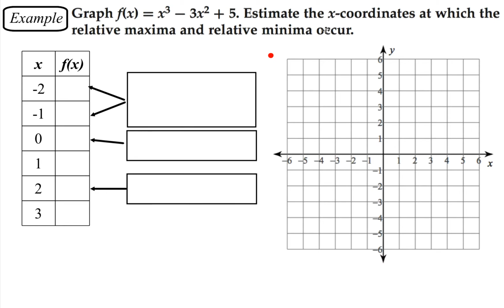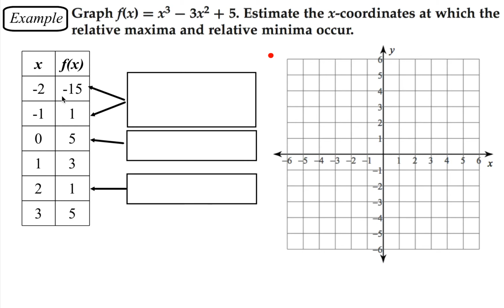So here's what that's going to look like as a problem. It says graph the function, estimate the x-coordinates where the relative max and mins occur. So first of all, we want to plug in our values into our function and get the outputs. And then we're going to take a look at those outputs.